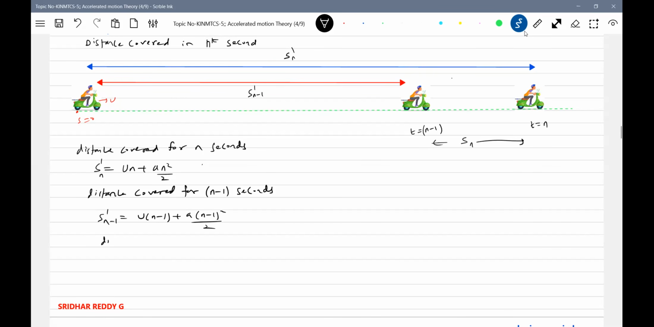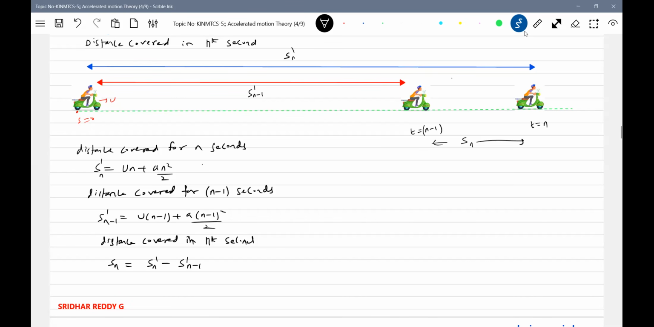What is Sn? Distance covered in nth second. I'll give one example so it'll be easy for you. You may find this very difficult now. Distance covered in n seconds, that is what Sn dash is. So what should Sn be equal to? Sn dash minus Sn minus 1 dash.